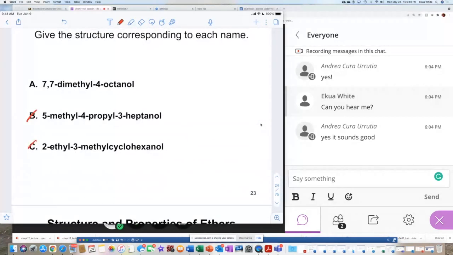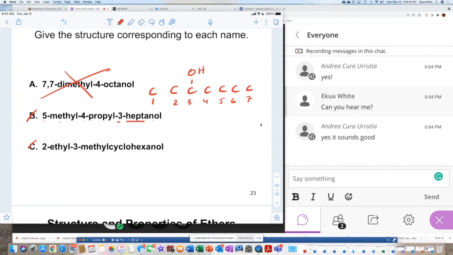I'm going to do the last two. 5-methyl 4-propyl 3-heptanol. Wow. Okay. Can I do it on this page? Okay, I'm going to do the second one and then the third one. So B and C. Heptanol is 7, hepta. 1, 2, 3, 4, 5, 6, 7. And then it says it's 3-heptanol. So I'll number this 1, 2, 3, 4, 5, 6, 7. So on carbon 3, I have an alcohol.